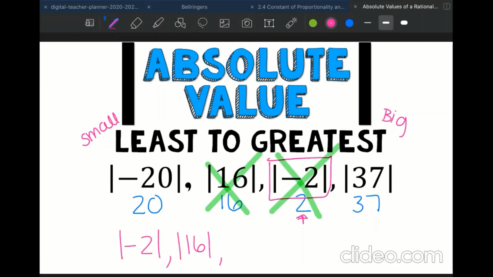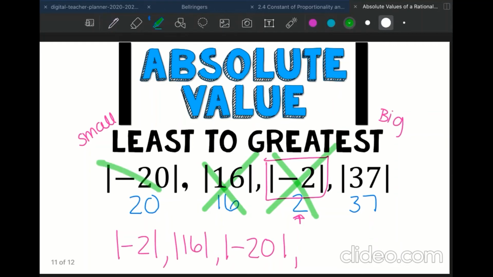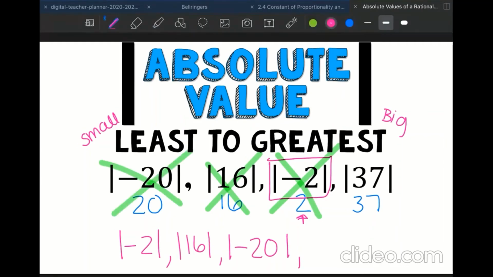All I have left is 20 or 37. What's smaller? 20. So that means that it would be the absolute value of negative 20. And I'm done with that. And what's my final number, everyone? 37. So my final one would be the absolute value of 37.